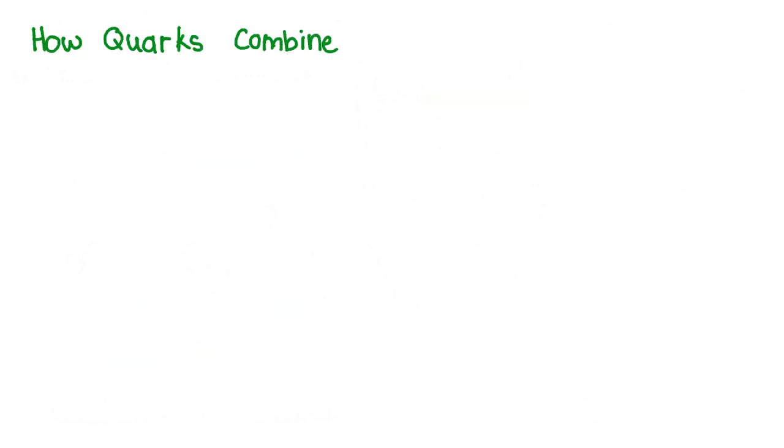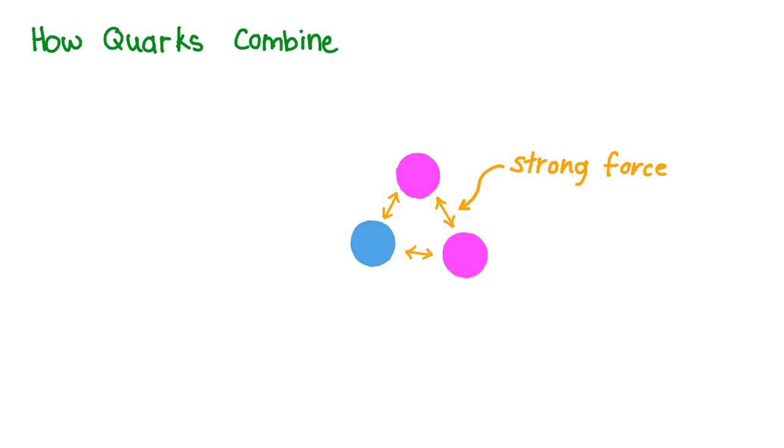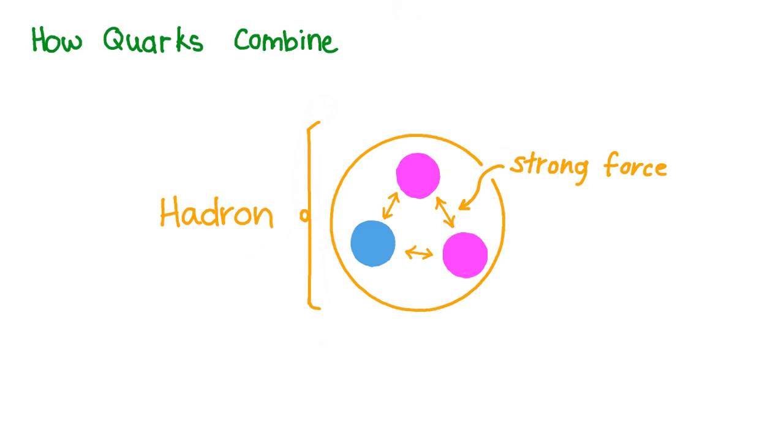In nature, quarks never exist on their own. Quarks are always found in groups of 2 or 3. Quarks are held together by the strong force. A group of quarks held together by the strong force creates a larger particle. These particles that are made from quarks are collectively known as hadrons. 2 examples of hadrons that we're familiar with are the proton and neutron.